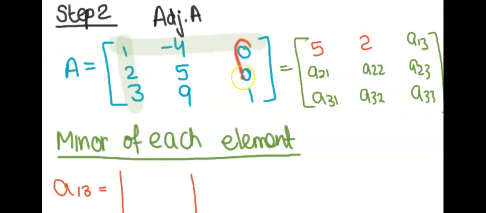And you do this one for A13, so here and here, 2, 5, 3, 9.